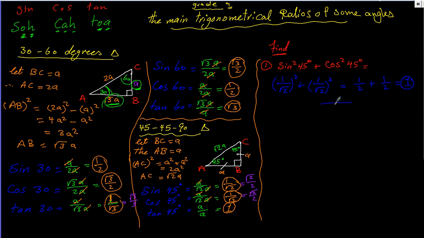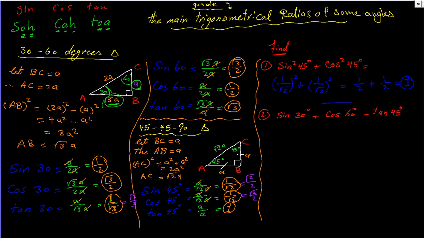Another exercise. Find sine 30 plus cosine 60 degrees minus tan 45.